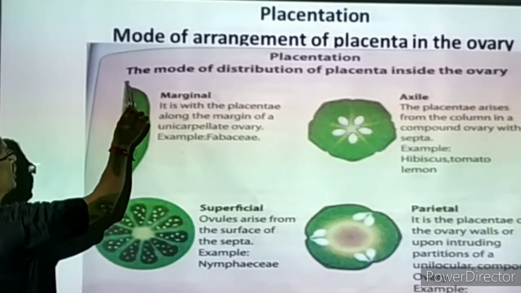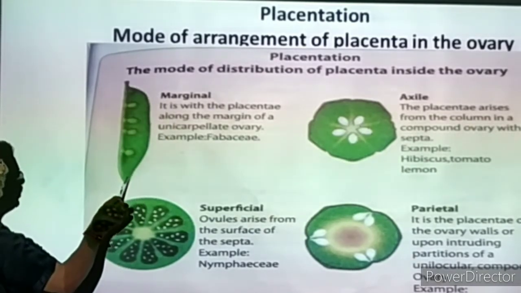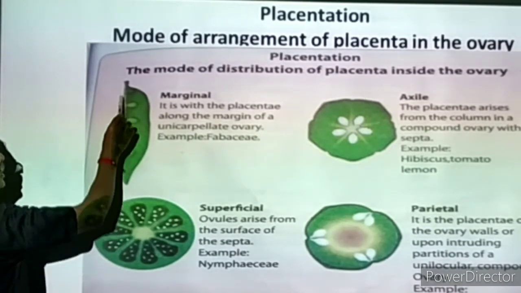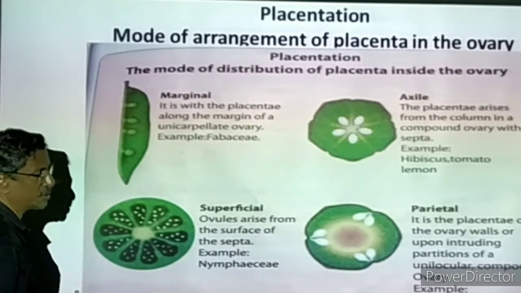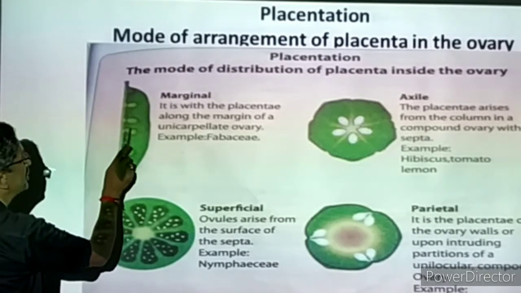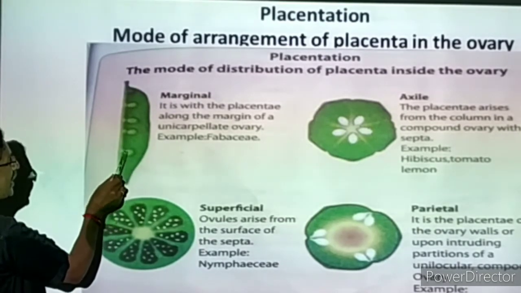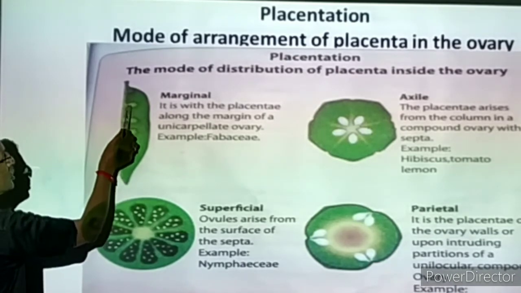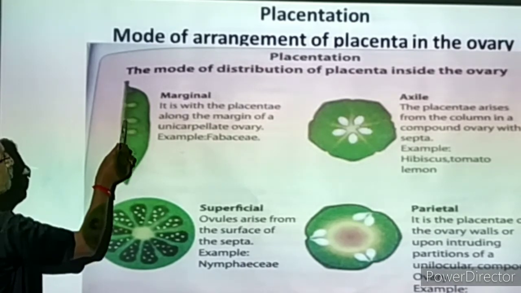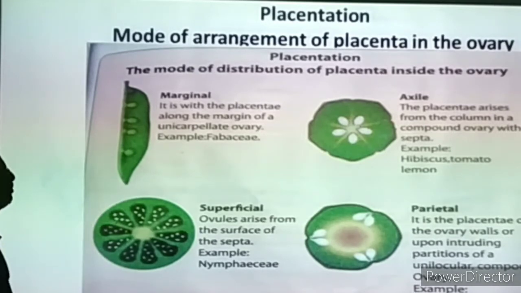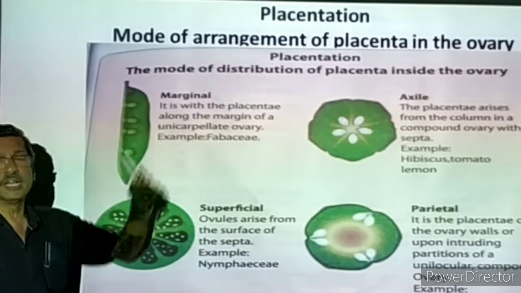Now I am taking one ovary. This is the ovary of one particular flower. This is one margin. It is slightly flattened. This is one margin. This is another margin. So all the ovules are attached with one margin. So between the ovule and this margin, the placenta tissue will be present. So this is called marginal placentation.